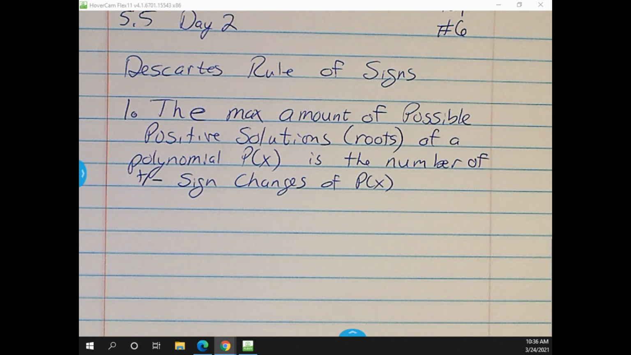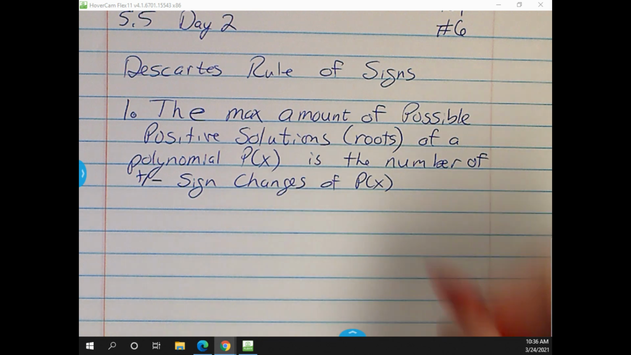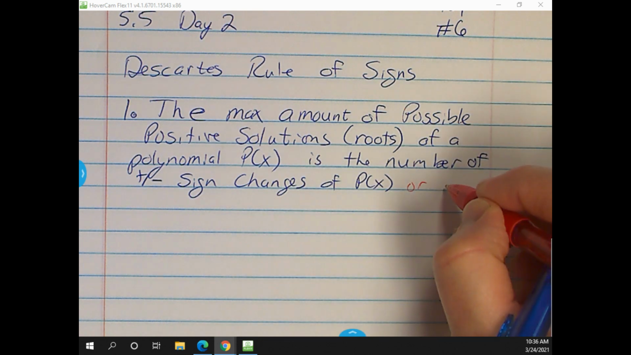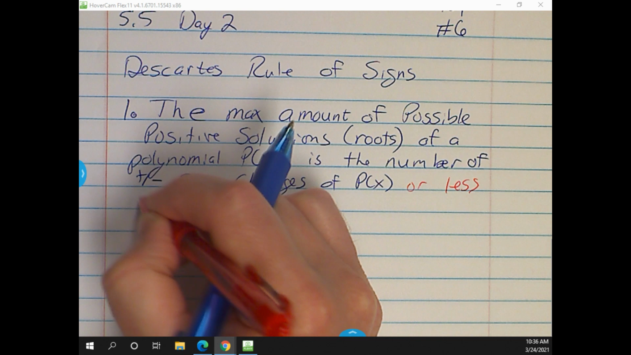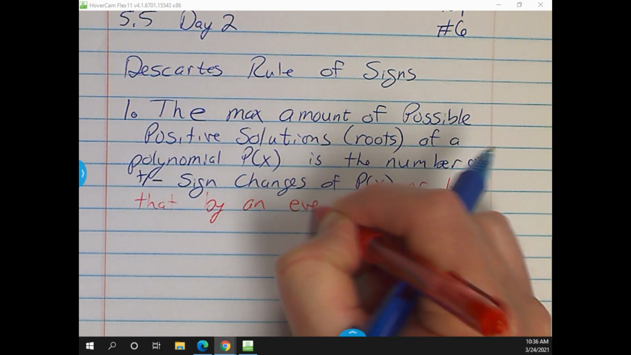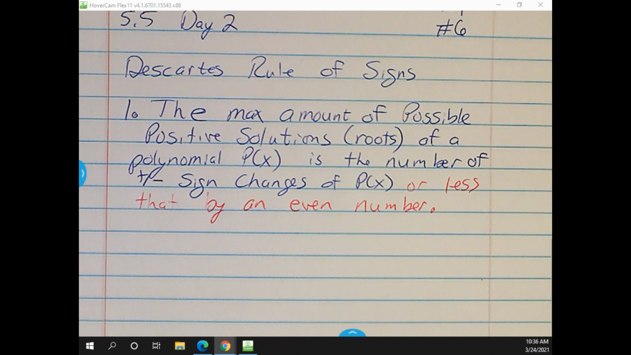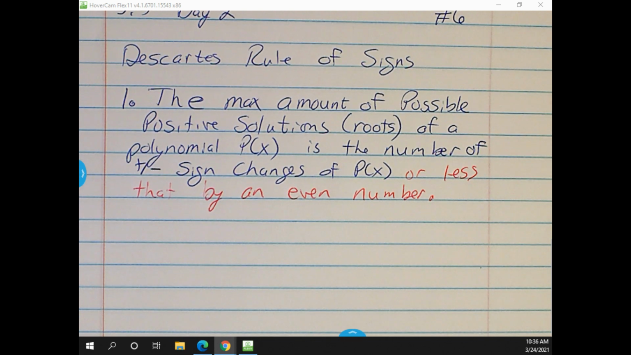Okay, so that's the max amount. You basically go through and count how many sign changes you have, and that tells you the max. The second part kind of throws people off a little bit. So that's the max amount, or it could be less than that by an even number. A lot of times people get the maximum part, and they go, okay, that makes sense, but where's this less than that by an even number? We're going to talk about that a little more in a minute.